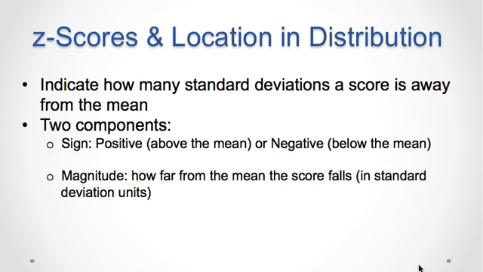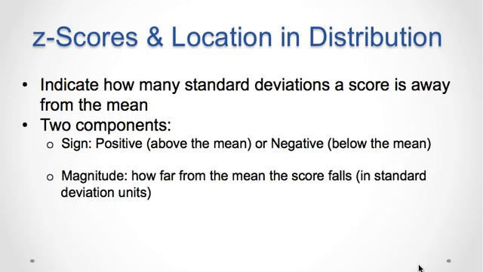The z-score for a data value measures how far specific data values are from the mean in standard deviation units. A z-score tells us how many standard deviations a score is away from the mean and in which direction. There are 2 components to z-scores. First, the sign. If a z-score is positive, then we know that the score is above the mean. If a z-score is negative, then we know that the score is below the mean. The second component is the magnitude of the z-score. This tells us how far away from the mean the score falls in standard deviation units.